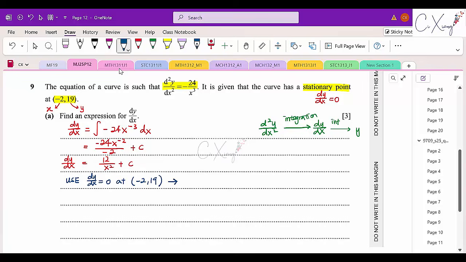What do I get here for my c? So dy/dx equals 0, copy the 12, x squared, you put it as (-2) squared, plus c. From here, you get your value of c, which is equal to -3. Hence, your dy/dx equation will be equal to 12/x² - 3. So this is my dy/dx. Let's proceed to part B.